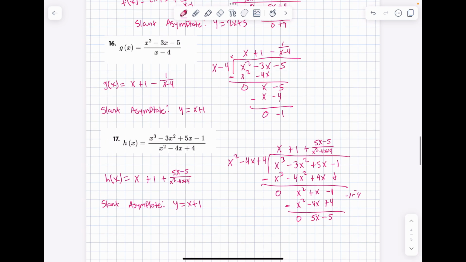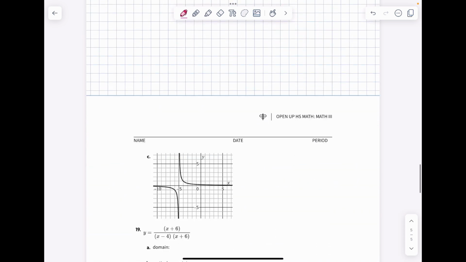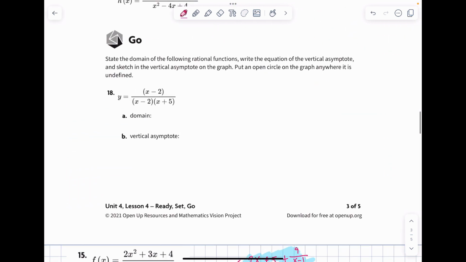Okay, great. So we've done those. Okay, cool. Let's talk about 18. So this is the go section. Take the domain of the following rational functions, right? Write the equation of the vertical asymptote and sketch in the vertical asymptote on the graph. Put an open circle in the graph anywhere it's undefined. So again, I think that probably means holes, where there's any holes, right?